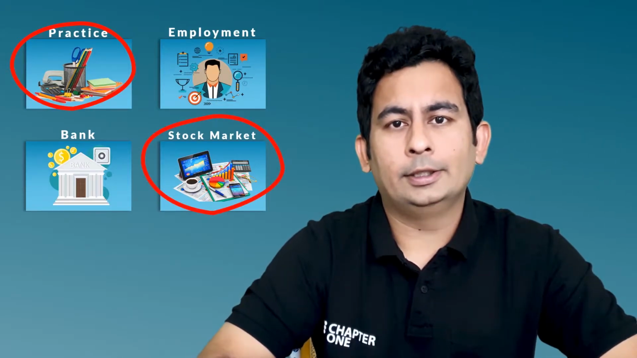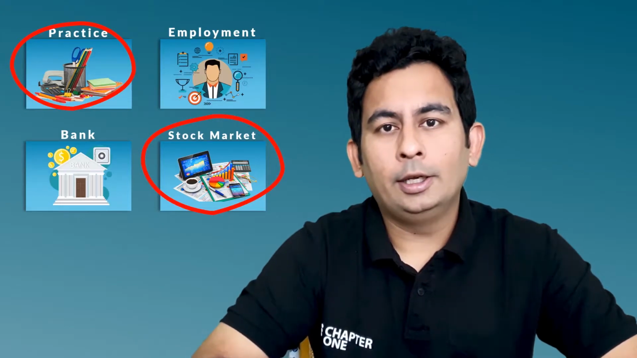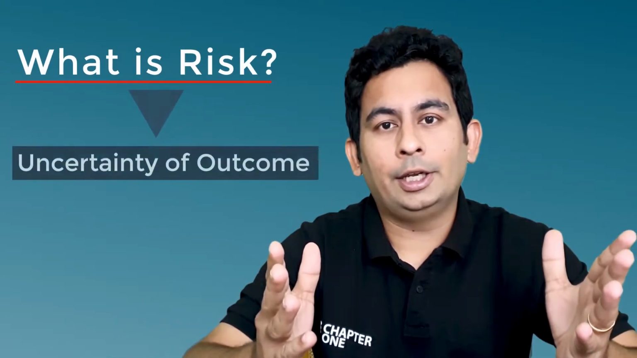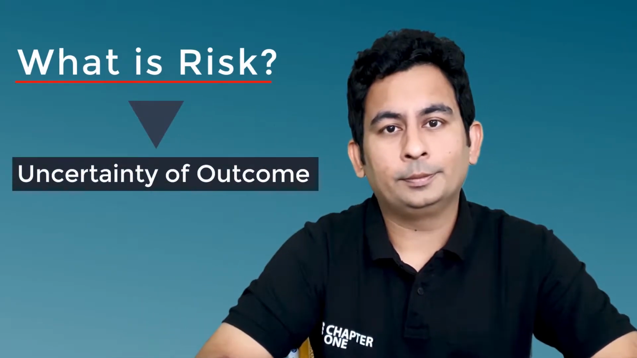But why? In employment, you get an assured salary every month. In practice, your income is unpredictable. From bank deposit, you get a certain interest every year. But in stock market, you do not know what is going to be your return. So what is risk? Risk is nothing but uncertainty of the outcome.